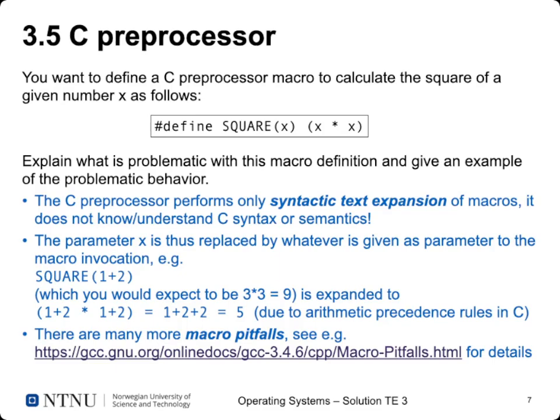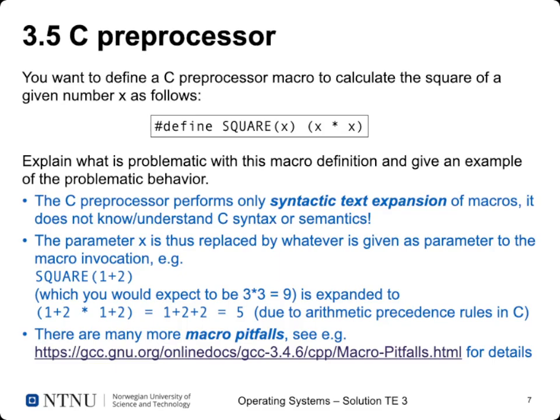So it means whenever it encounters square opening bracket x, closing bracket, then it just takes this text x that's between the opening and closing bracket and just copies it into wherever x appears on the right hand side. So if we have square of 2, we would get 2 times 2.